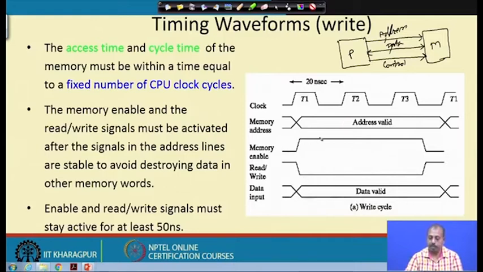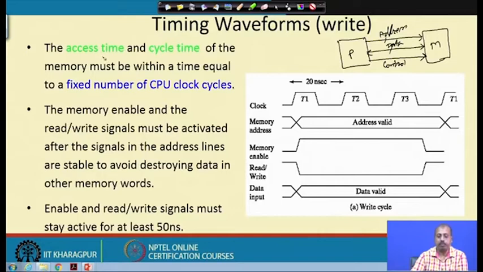After that, the memory enable signal is given, and the read/write control is made low so that it is a write operation. Then the memory will be doing the operation. How much time the memory takes to respond is given by the cycle time. The access time and cycle time of the memory must be within a time equal to a fixed number of CPU clock cycles.